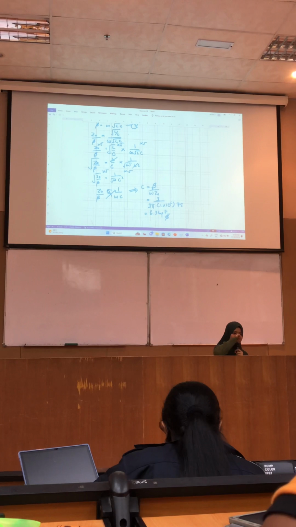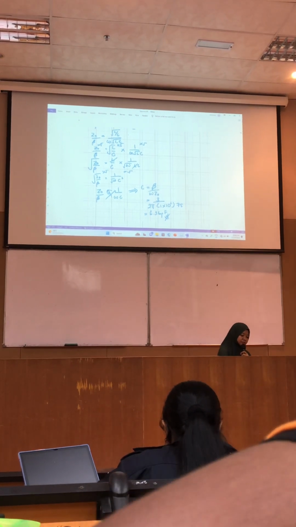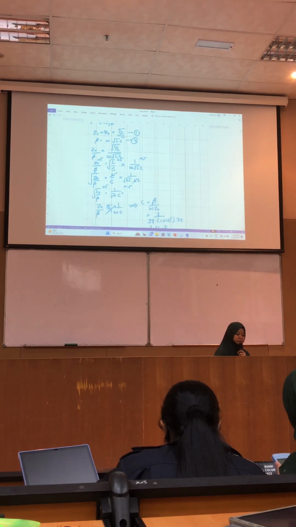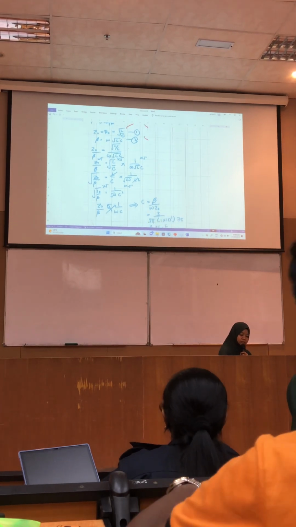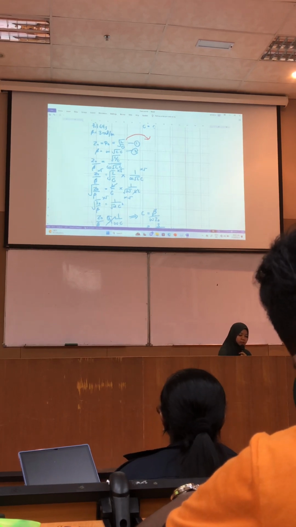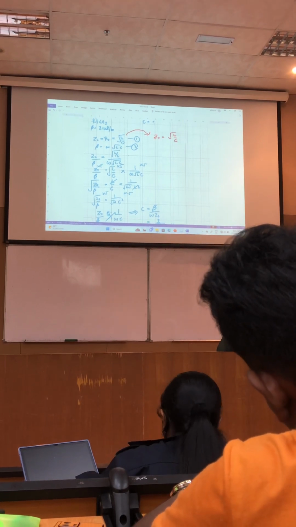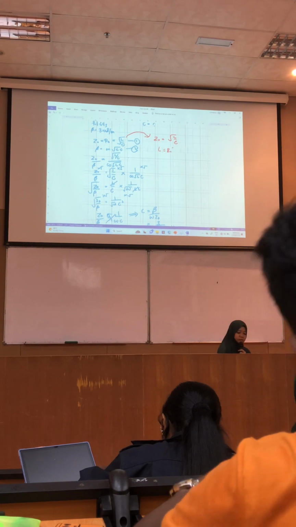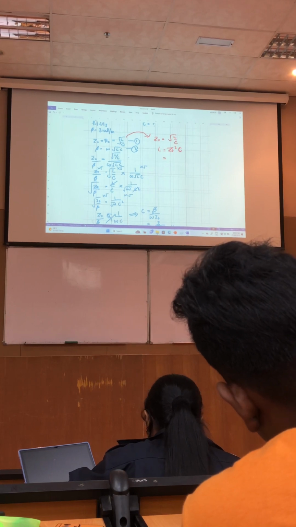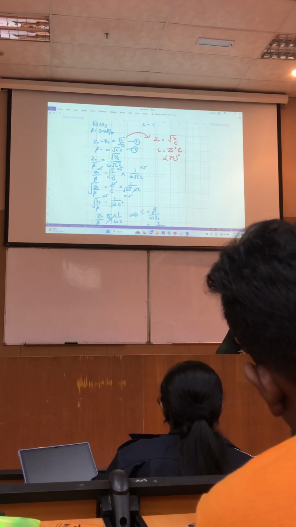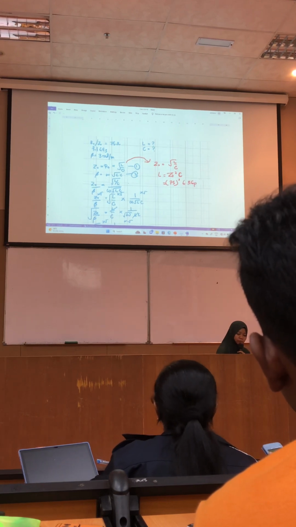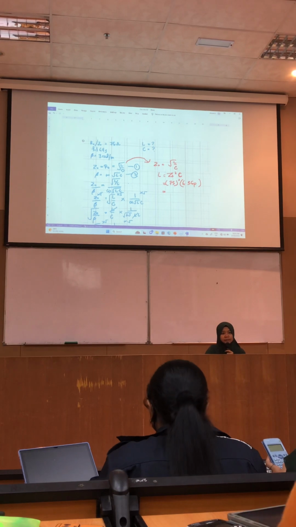Okay, now L. How do we find L? C is already there, so we can use the value of C. Using this equation, Z0 equals square root of L over C. So L is equal to Z0 squared times C. Z0 is 75 squared, and C we got 6.36 pico. That finishes question one.